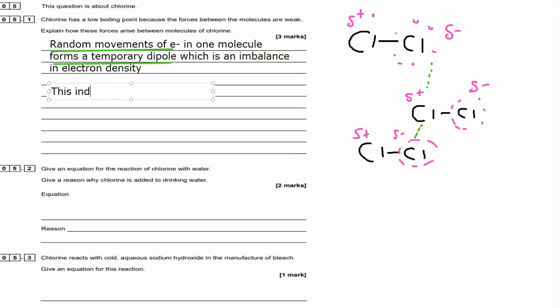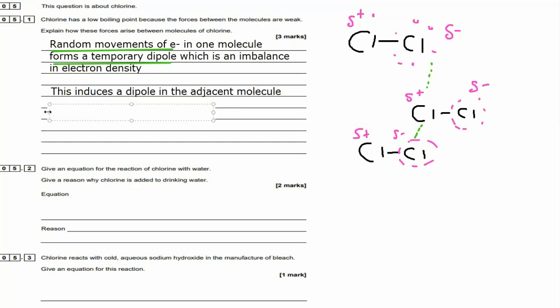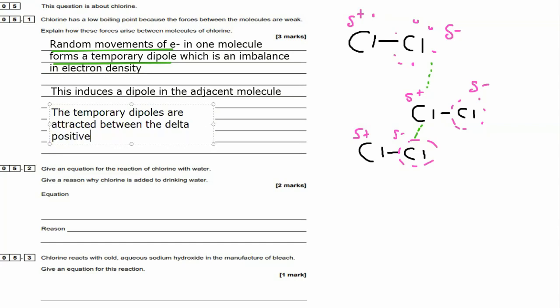So as you can see here, what I'm writing here, the random movements of the electrons form either a temporary dipole, or you can say an imbalance in electron density. This then induces a dipole in the next molecule. And those 2 molecules with temporary dipoles are now attracted to each other. You can see by my green dotted line. And there you go. It's like a domino effect. Okay, let's move on.